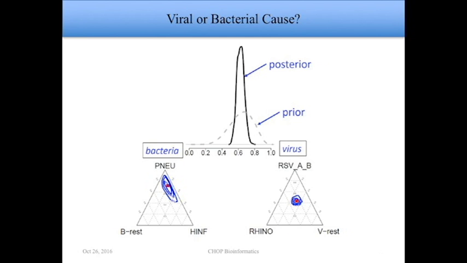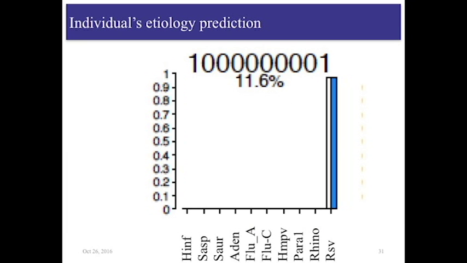And then what you get for each individual child who has a particular set of measurements. Here are the measurements for this child. They had Haemophilus influenzae growing in their nose. They also had RSV growing in their nose. There would be an X over here if they had something in their blood, but they had nothing in their blood. 11.6% of children had data that looked like this. And what we conclude is there's a 99.9% chance that that child's pneumonia is caused by RSV. That's what the data tells us.